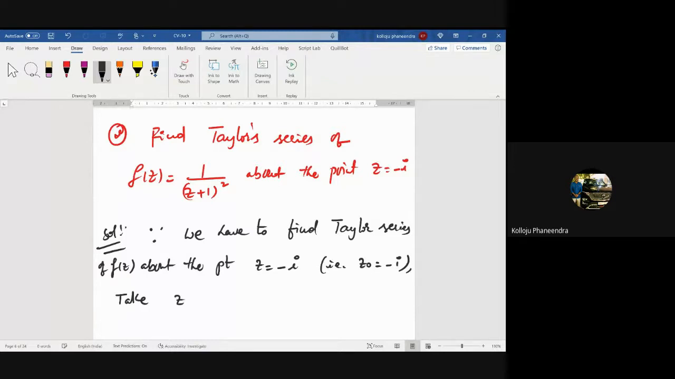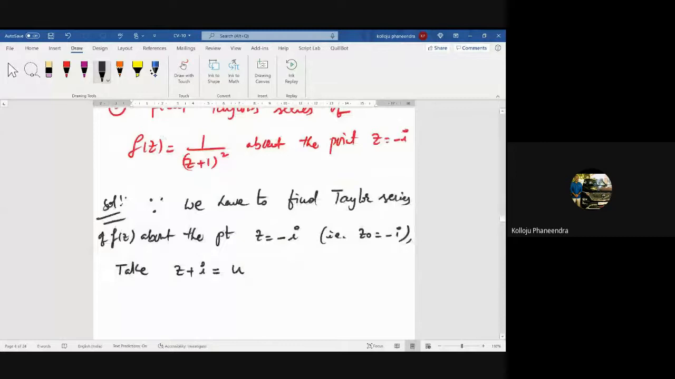Take z, take this one, i on this side. Okay, minus i on this side. Take z plus i equal to another variable. I'm taking u. Take z plus i equal to u. At last, I will substitute the u value.